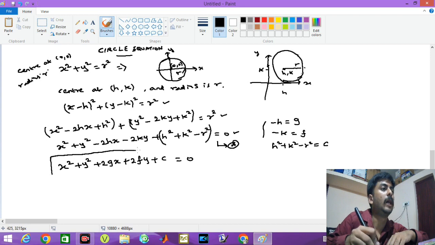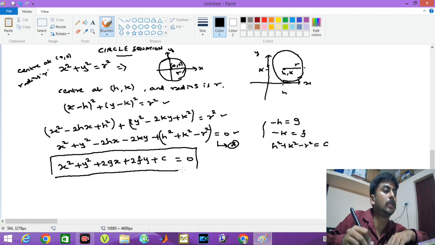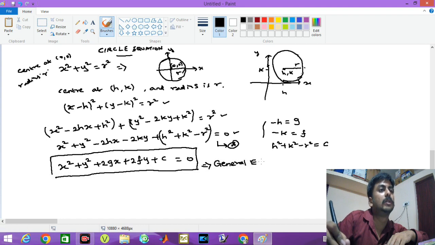This equation is called the general equation of a circle.